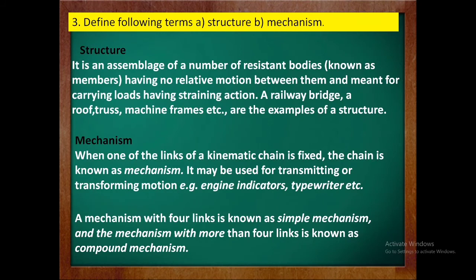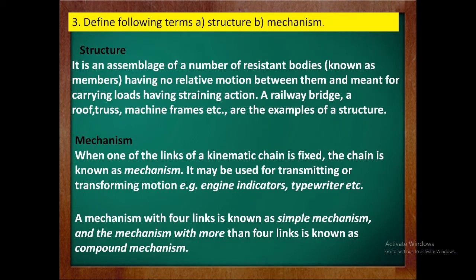Next question, define the following terms: structure and mechanism. A structure is an assemblage of a number of resistant bodies known as members, and these do not have any relative motion between them, and are meant for carrying loads, having straining action. Good examples of structures are a railway bridge, a roof truss, machine frames.